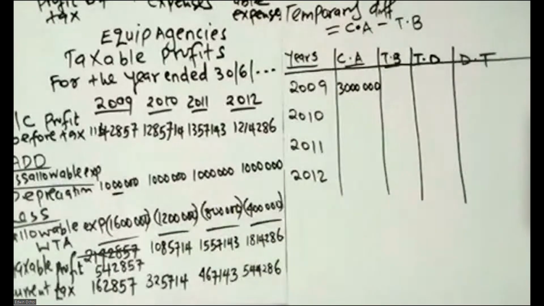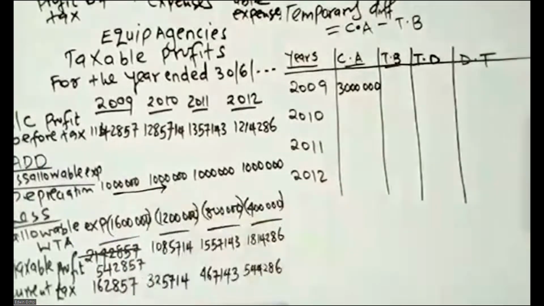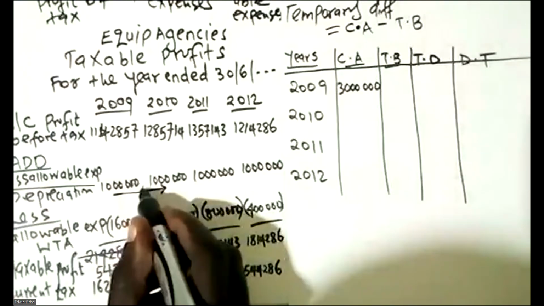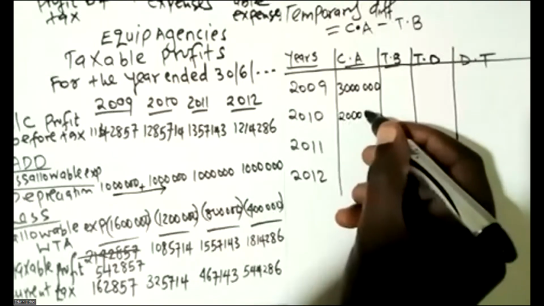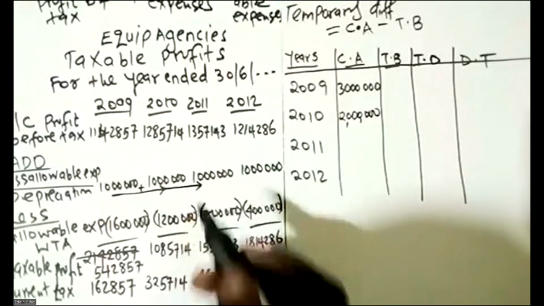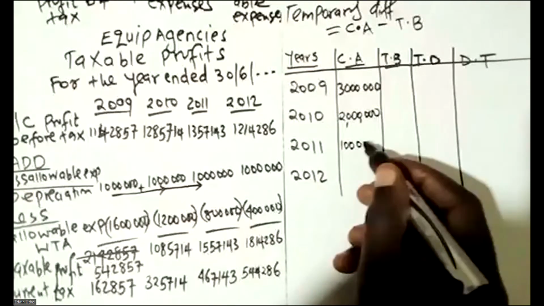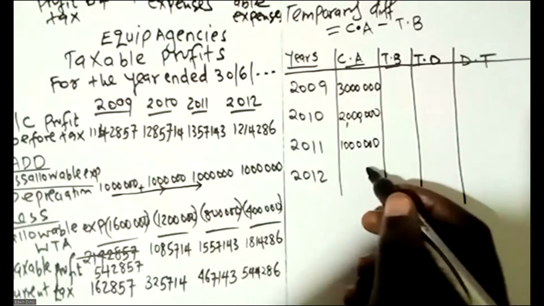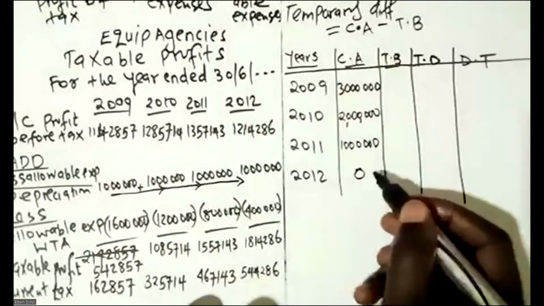But now what about the second year? It will be 4 million minus, up to this point, the accumulated depreciation will be 2 million. So now you minus here 2 million. So it's 4 million minus 2 million. Then the third year, up to this point, it's 4 million minus 3 million. So it would be 1 million. Then the last year, it's up to the end here. So it would be 4 million minus 4 million, 0.